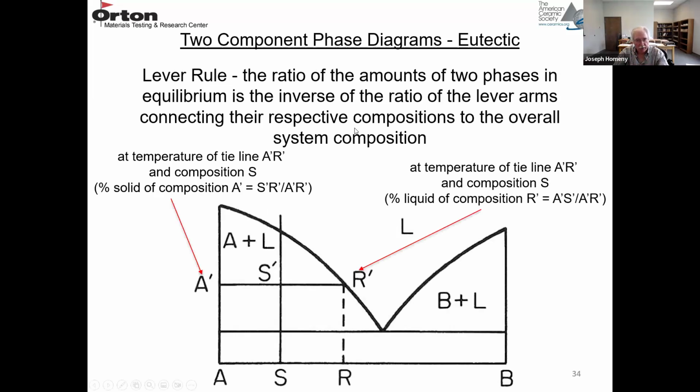So this is the lever rule again, and this is a simpler phase diagram. We have A and B, the two components. This is the A plus liquid region. This is the B plus liquid region. This is the liquid region. And down here we have A plus B. So we pick a tie line, A prime, R prime, that's at some particular temperature along the temperature axis. And then we look at a composition S. So it's a composition consisting of A and B.